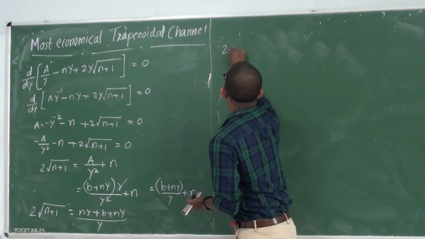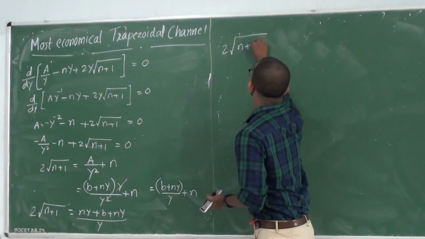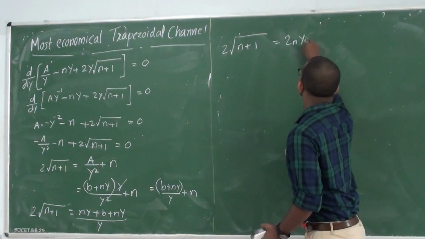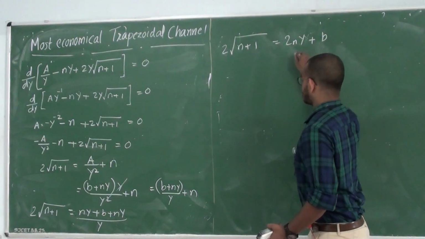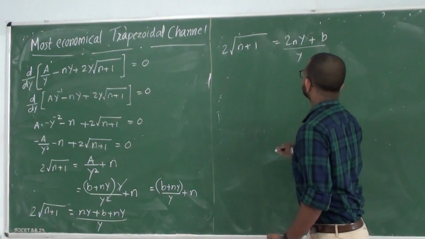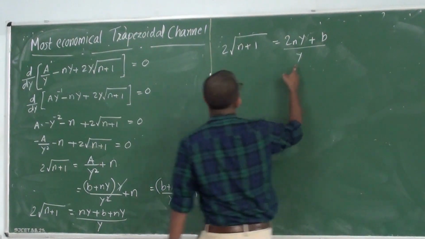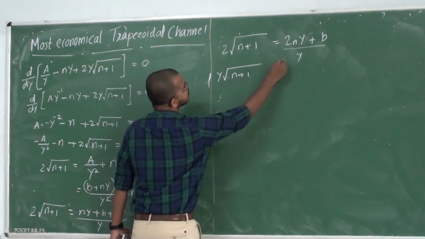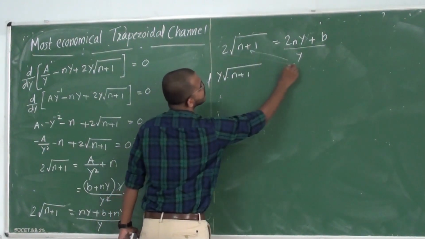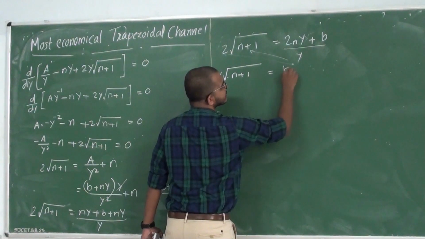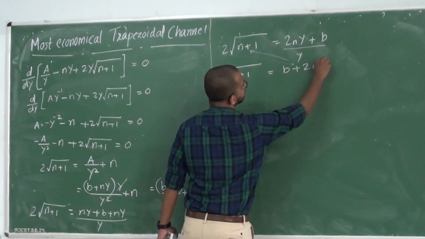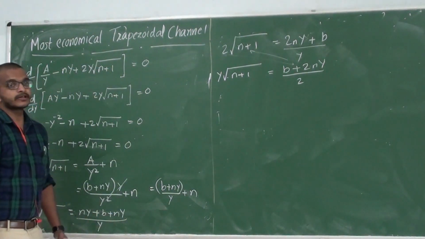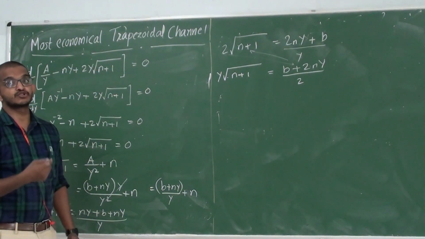So 2 into square root of n squared plus 1 is equal to 2ny plus b divided by y. That means y into square root of n squared plus 1 is equal to (b plus 2ny) by 2. So we have derived the condition for the perimeter to be minimum.